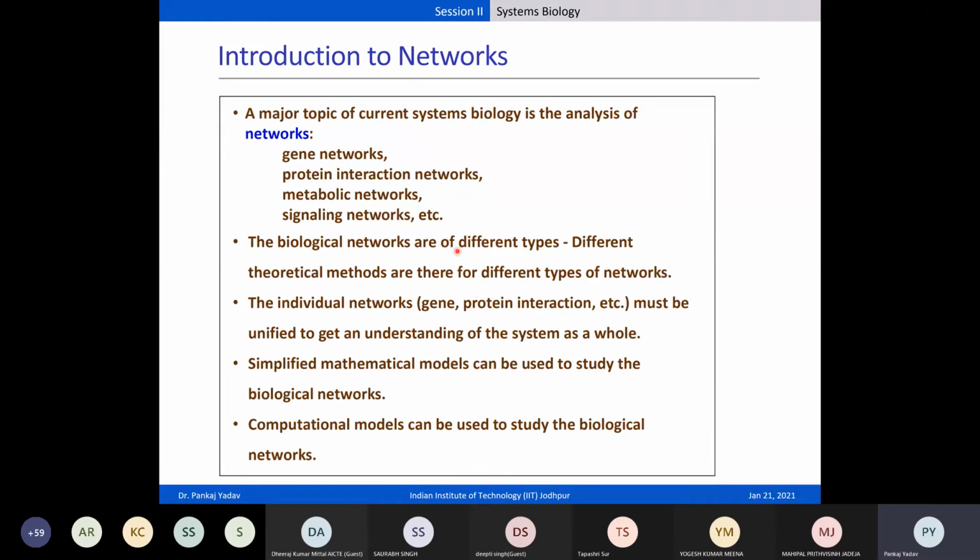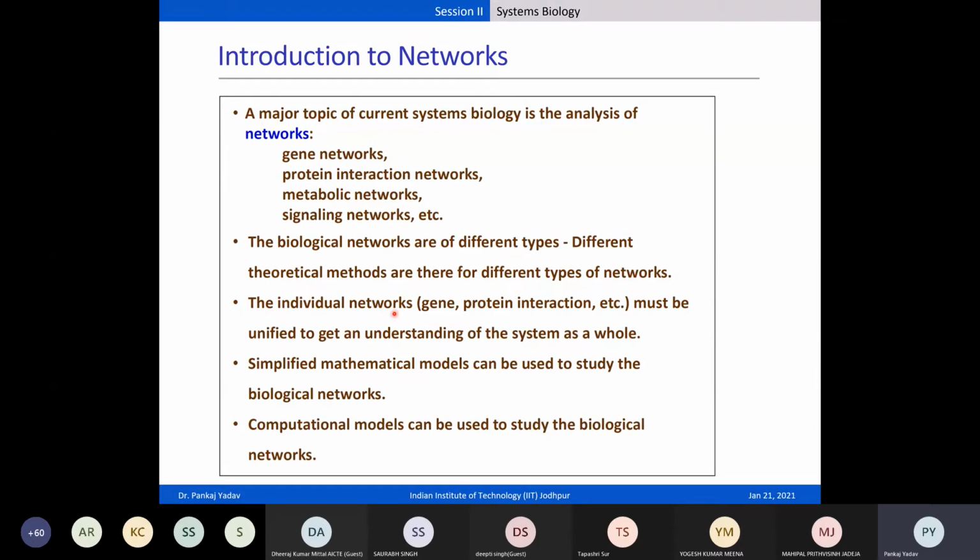So biological networks are of different types, and different theoretical methods are already available that can be used for different types of networks, right? So these are all existing methods that have been adopted in biological networks.